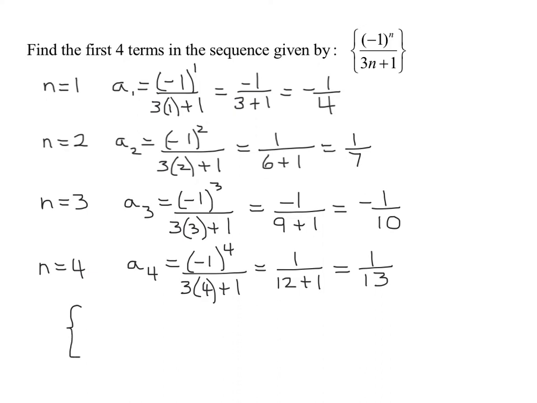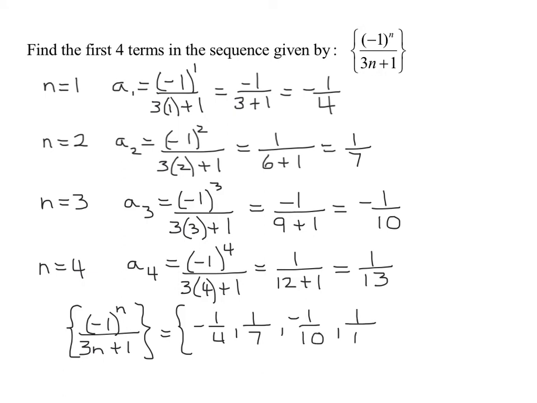So the sequence given by negative 1 to the nth power divided by 3n plus 1 gives me the terms negative 1/4, positive 1/7, negative 1/10, and positive 1/13. And something interesting to notice about this sequence is if we have a negative 1 raised to the nth power, look what it does to the signs of the terms. They alternate between positive and negative.